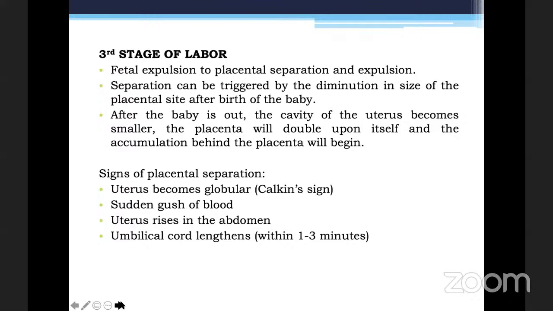Signs of placental separation. Uterus becomes globular, which is the Calkin sign. Sudden gush of blood. Uterus rises in the abdomen. Umbilical cord lengthens within 1 to 3 minutes.